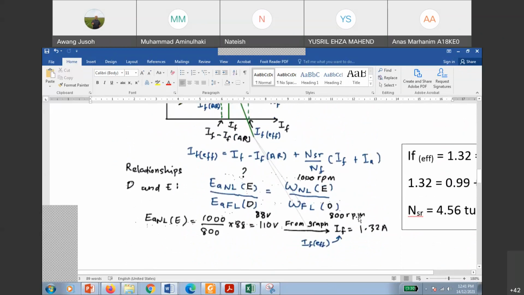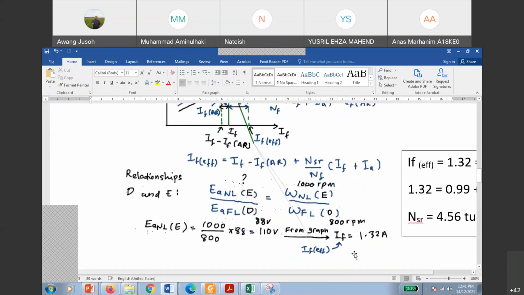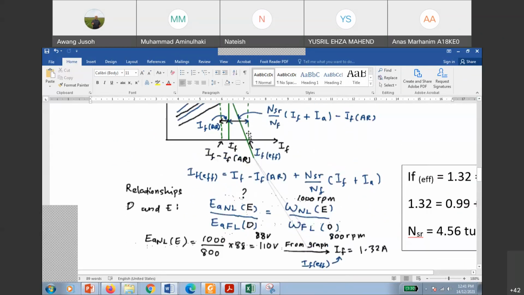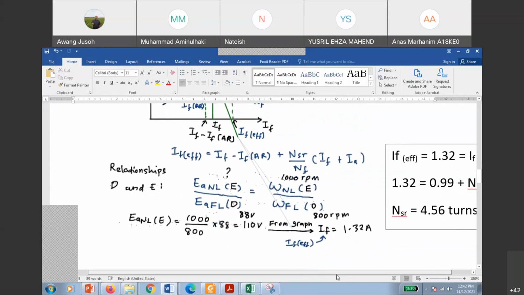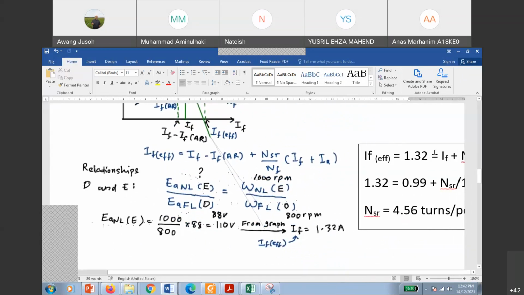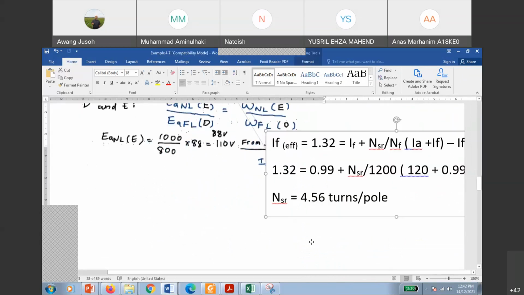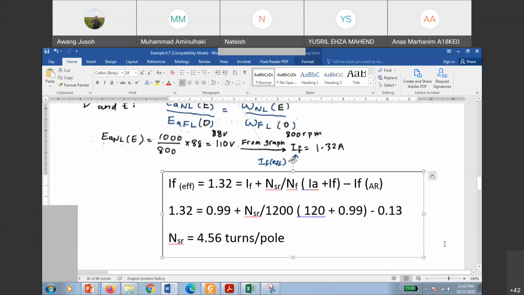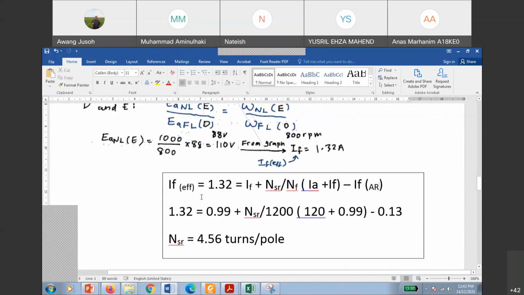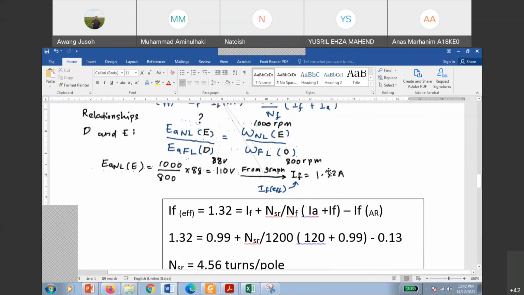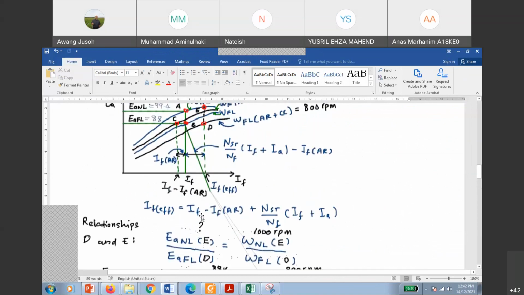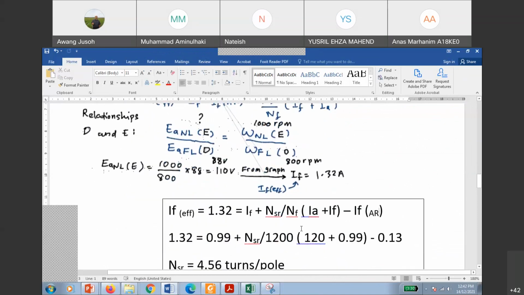Okay, and then after you check the graph, between EA and IF, this one gives us the current 132, which is the effective current. I effective here is 132. Okay, and then use this formula to solve it. So I effective equal to 132 here equals IF plus this equation. IF minus IF first, or you plus this one first, minus IF later on.